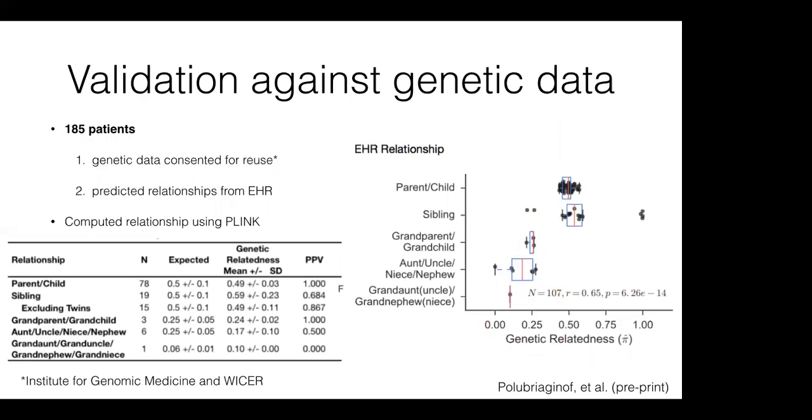We did the same analysis at Columbia. At Columbia, we identified 185 patients that had genetic data available, as well as relationships inferred from the electronic health record. And we find very similar results, where parent, child, and siblings perform really well. And at Columbia, because of the sample size, we didn't have a lot of patients to evaluate other relationships.